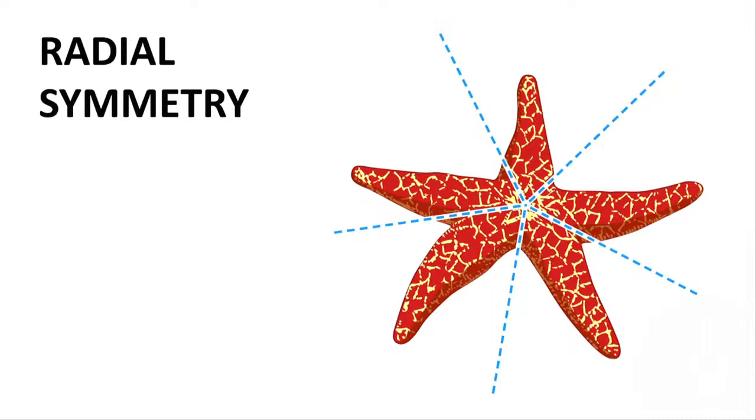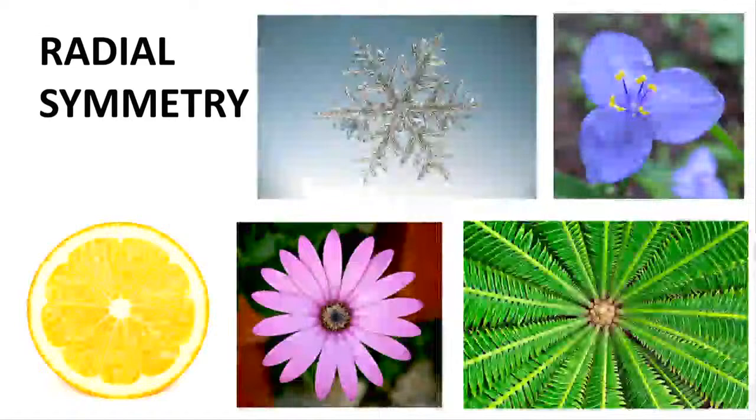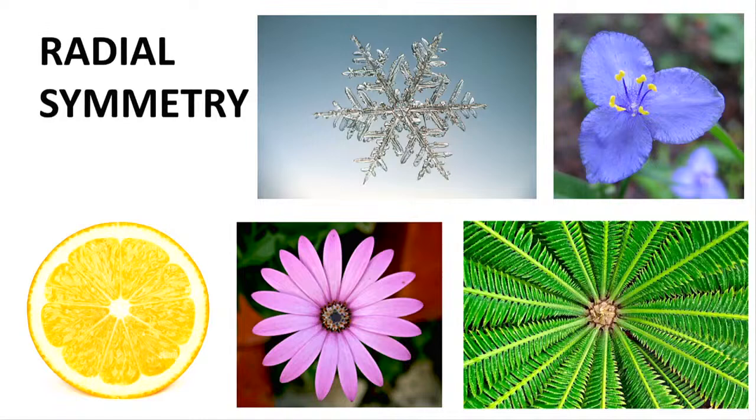And there's also radial symmetry. So for example, the starfish. We also see radial symmetry in other natural organisms, as well as other phenomena like snowflakes. But you look at this spiderwort flower in the upper right.